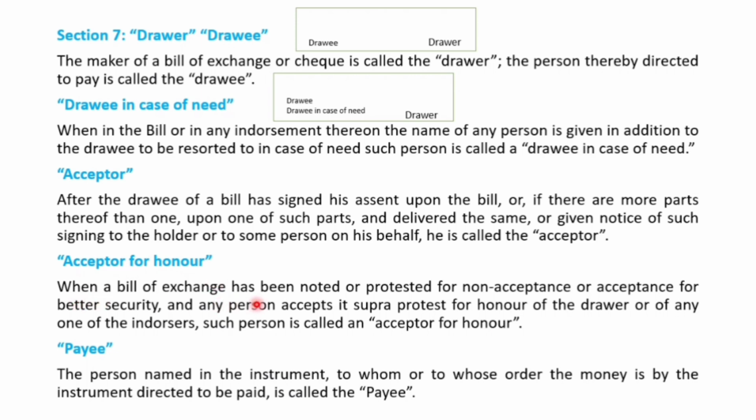When a bill of exchange has been noted or protested for non-acceptance or for better security, and any person accepts it supra protest for honor of the drawer or any one of the endorsers, such person is called the acceptor for honor. Okay, now moving on to the next section.